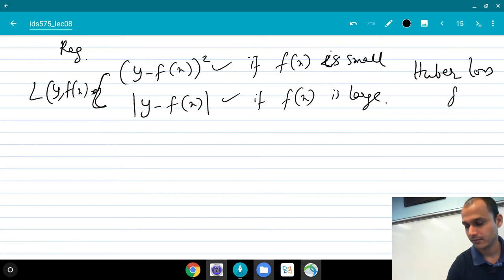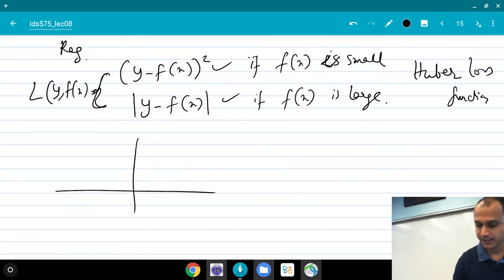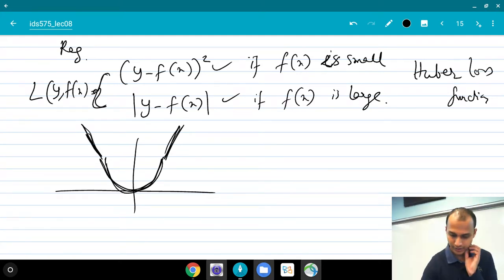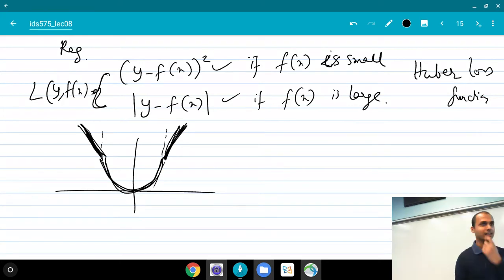Okay, and how does it look? It's basically saying if f of x is small, it's quadratic, and beyond some point it's linear. Instead of going quadratically up, it just becomes linear here, and it's quadratic here. That's an example of a loss function.